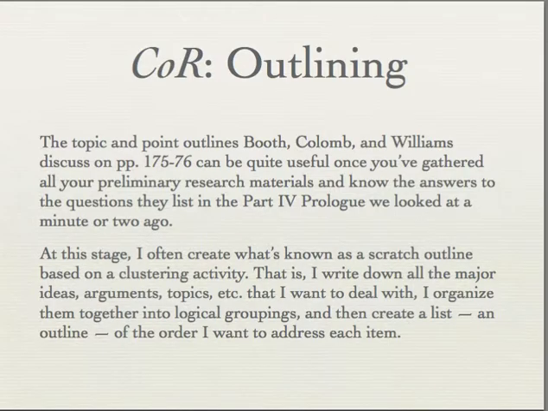So first, on pages 175, 176, Booth, Colomb, and Williams discuss the idea of topic outlines and point outlines. And these kinds of outlines can be really useful once you've done your preliminary research, you've gathered all your information together, and you know the answers to the questions they list in the Part 4 prologue. At that stage, you might want to create a topic outline or a point outline, rather than the big formal outline, though you might want to do a formal outline if you find that helpful.